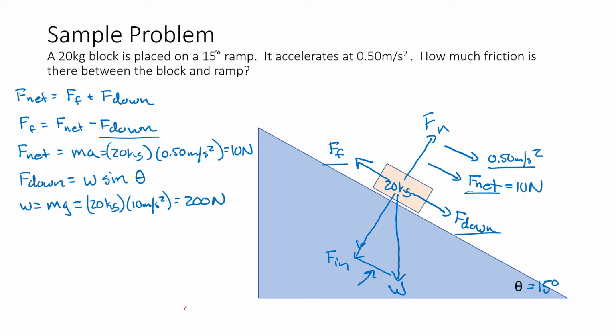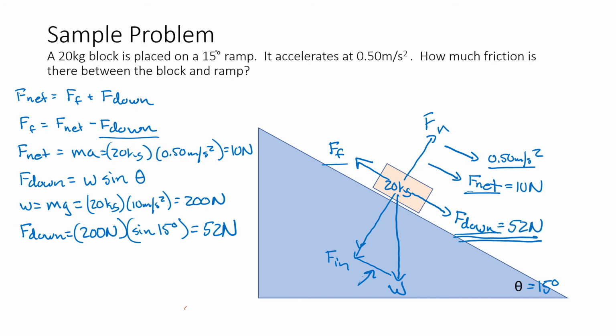Now we can go back and find F_down by putting our 200 newtons in as our weight and multiplying that by the sine of 15 degrees. When we do that, we find that the component of the force driving the block down the ramp is 52 newtons. So we have 52 newtons worth of force acting on the block, pulling it down the hill, but we only have 10 newtons worth of net force acting on the block. Now we have to figure out how much friction there is between the two surfaces, and it's just going to be the difference between those two.